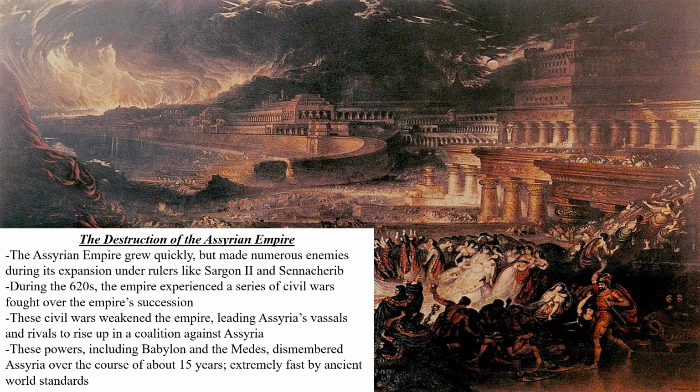These civil wars greatly weakened the empire, leading Assyria's vassals and rivals to rise up in a coalition against Assyria. These powers, including Babylon and the Medes, dismembered Assyria over the course of about 15 years, which is really extremely fast by ancient world standards.